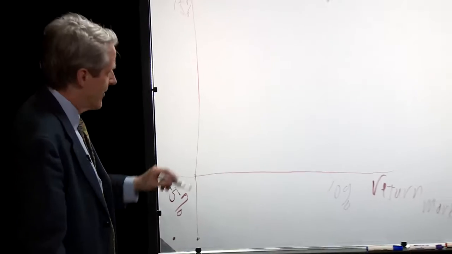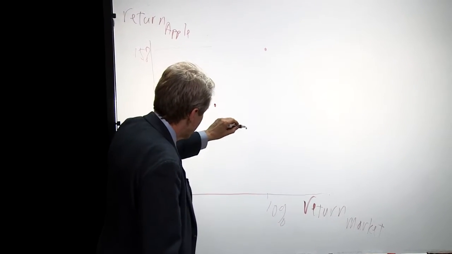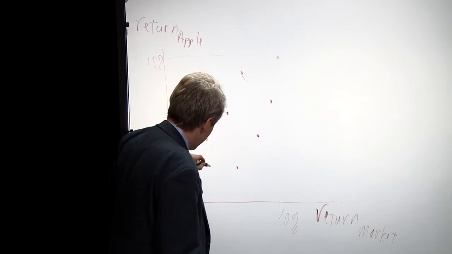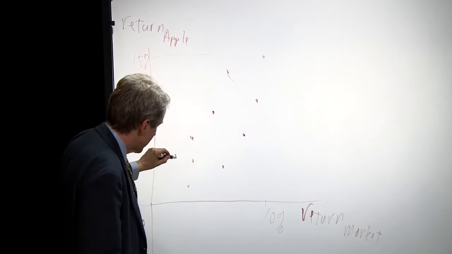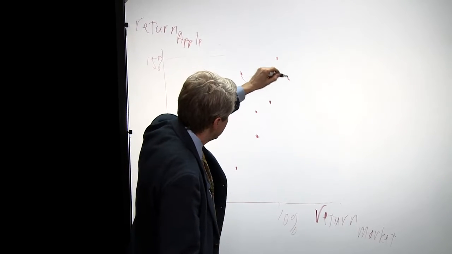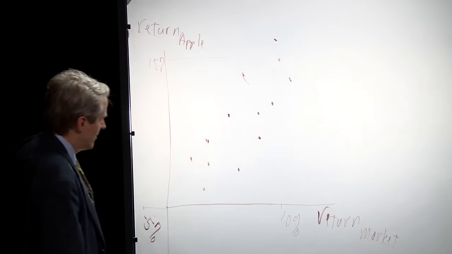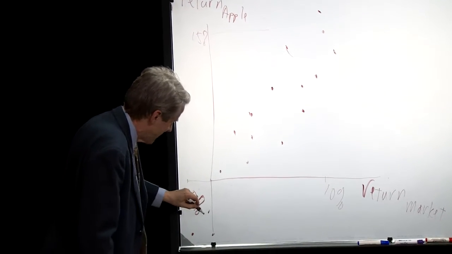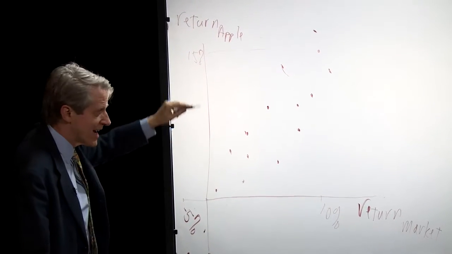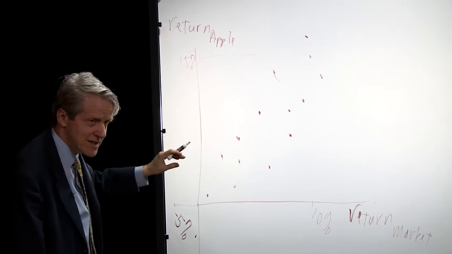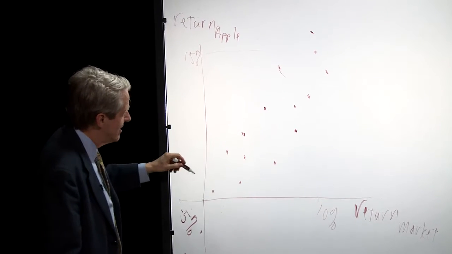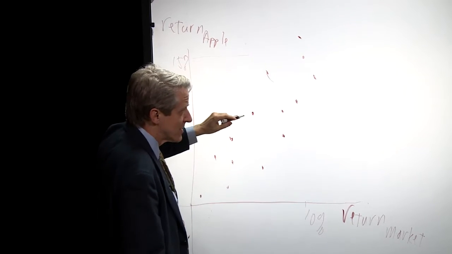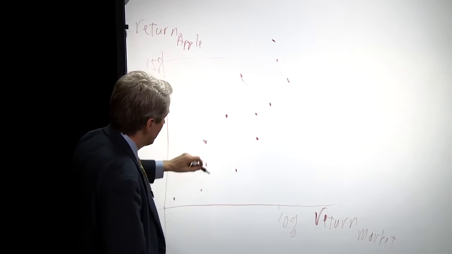And then I can fill in many years. Each year is a point. And this is a scatter of points. I've got a lot of years shown. And now, when you see the scatter of points, you say, well, I'm starting to see a relationship here, an upward sloping relation. There's a positive relation between Apple and the market.